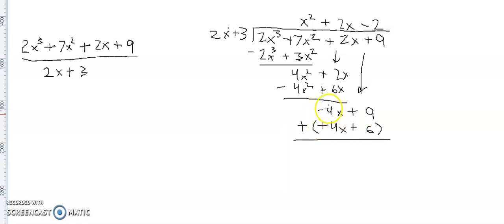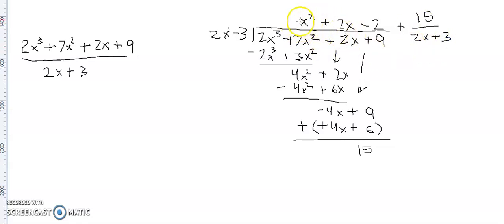So let's do the negative 4x plus 4x. That'll both cancel out, giving us 0. Now we have 9 plus 6, which is 15. So our remainder will be 15. So we're adding 15 over 2x plus 3. And this is our final answer.